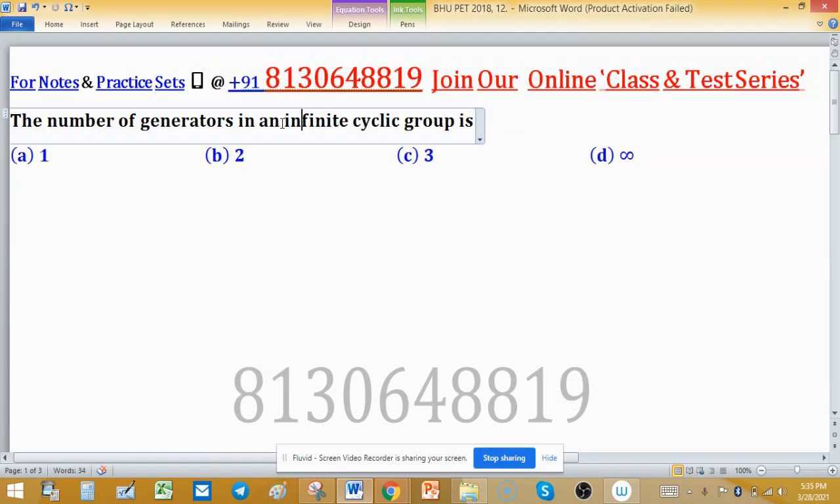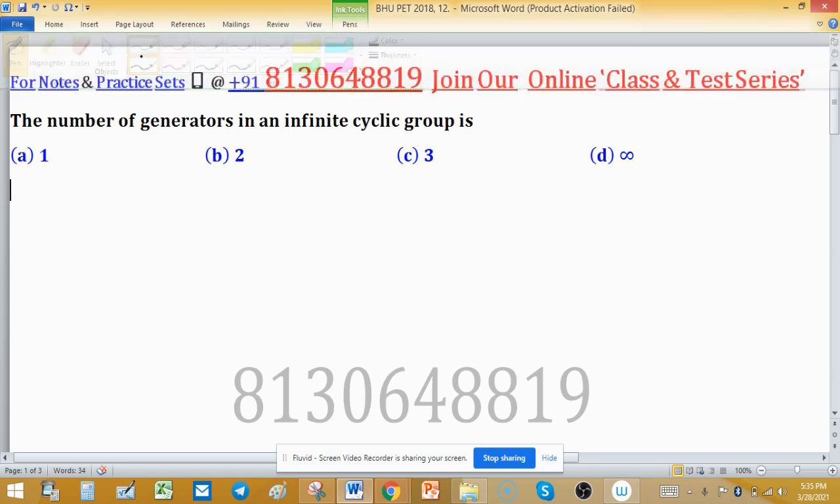Generators in an infinite cyclic group: every cyclic group has at least one generator, otherwise there is no generator and we can't say the group is cyclic. Cyclic means it has some generator. So suppose group G is given, and it is cyclic and has order of G infinite, meaning no finite order.